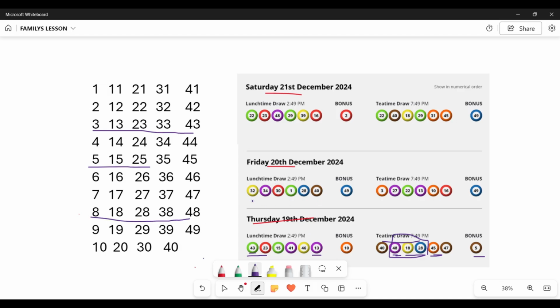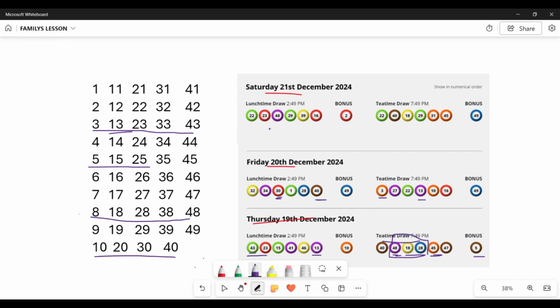Then let's go to the results on the 20th, which is a lunchtime. Let's see if we have common families. Okay, we can see we have 30 and 40, which is families of 10s or families of 0. Doesn't matter how you call it. And then we go to the tea time on the 20th. We can see we have 3 and 13, which is families of 3 again. And then we don't have any other family on the same row.